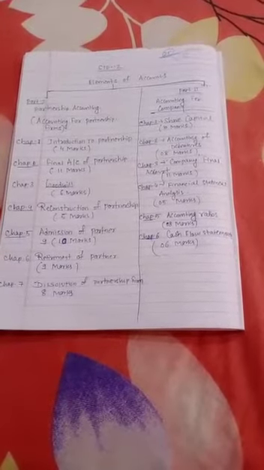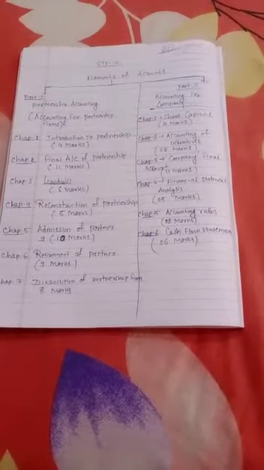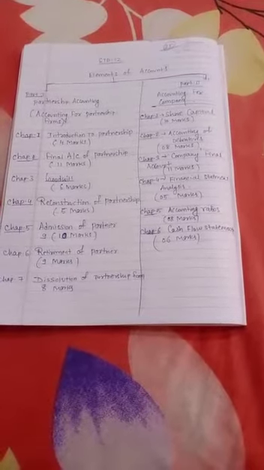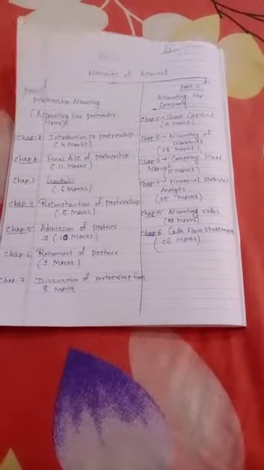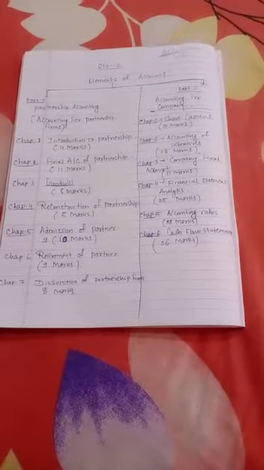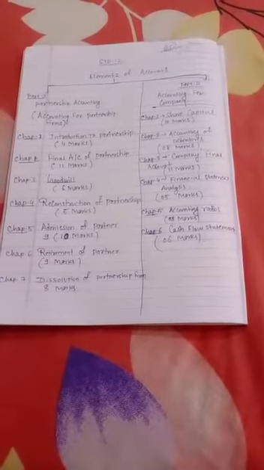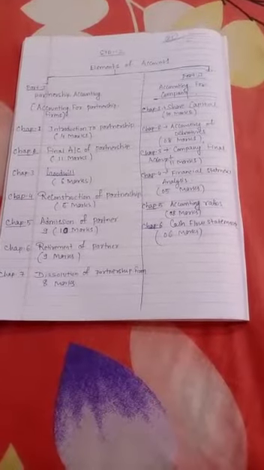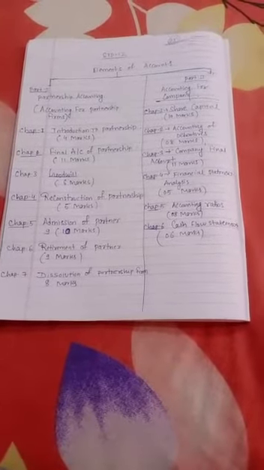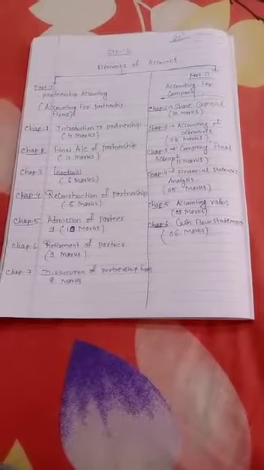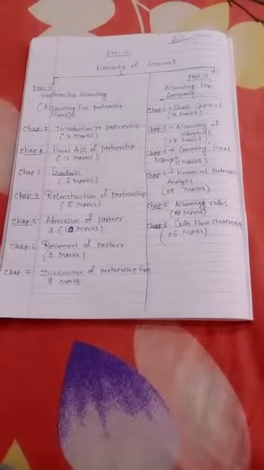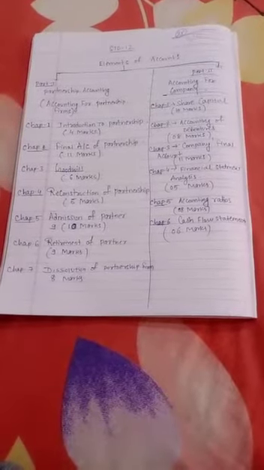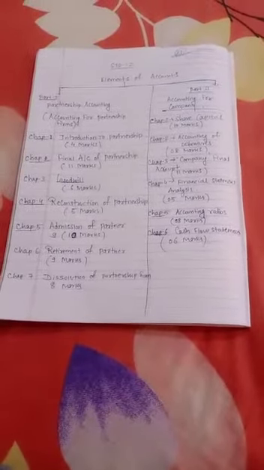Chapter number 4, Reconstruction of Partnership, carries 5 marks. Chapter 5, Admission of Partners, will be asked in 9 marks in the board exam. And the another chapter is Retirement of Partner. Friends, let me tell you one thing, chapter number 5 and chapter number 6 are almost similar, I can say 80% similar, right? In retirement, this chapter is also asked in 9 marks.